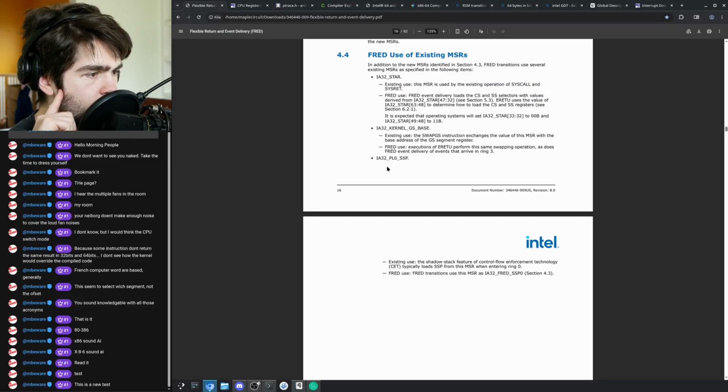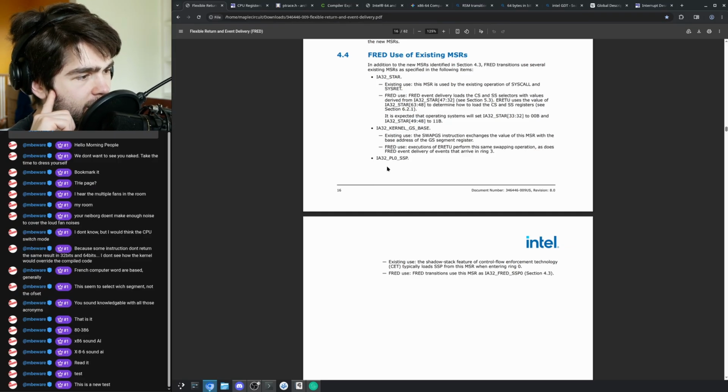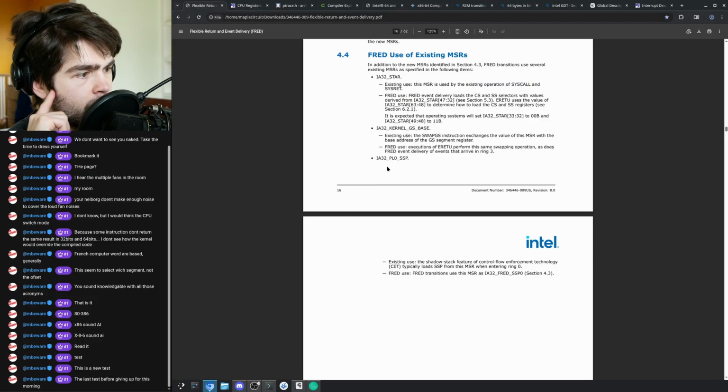IA32_PL0_SSP. Existing use: the shadow stack feature of control-flow enforcement technology, CET, typically loads the shadow stack pointer from this MSR when entering ring 0. FRED transitions use the MSR as IA32_FRED_SSP0.